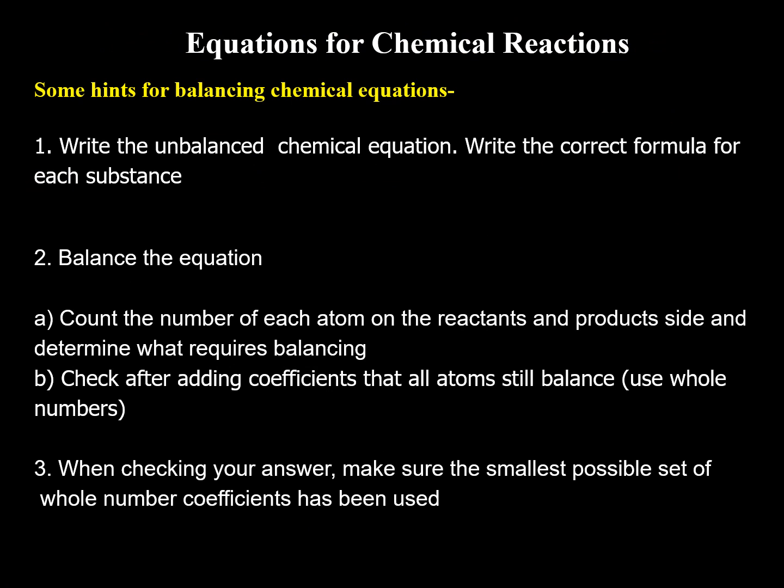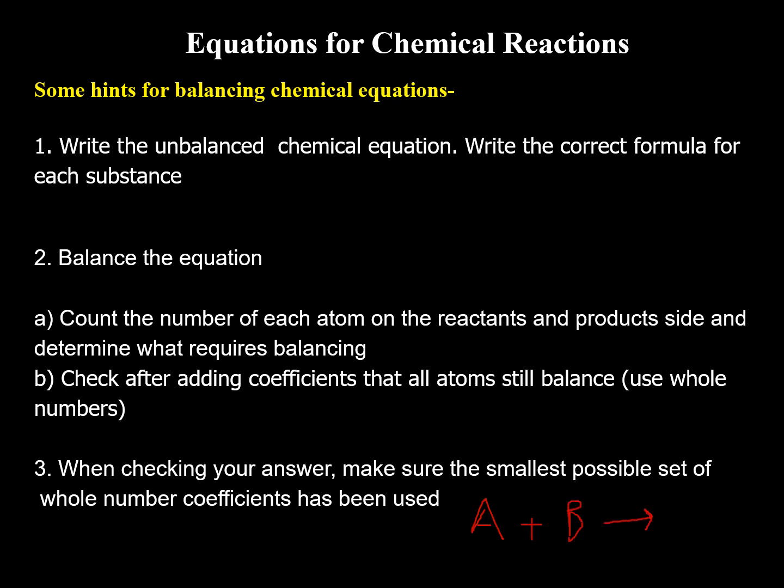So when we're balancing equations, we write out the correct chemical formula. Next, we balance the equation. We make sure the same elements are on the left as on the right. We can only change the coefficients, not the subscripts. And when we're checking the answers, we have to make sure the smallest possible set of whole number coefficients has been used.